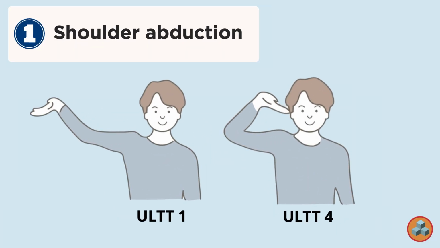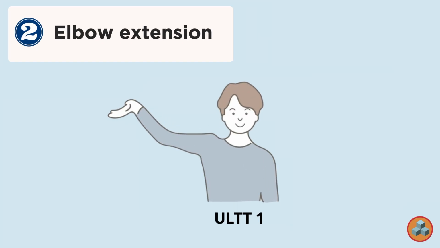Option 1, shoulder abduction. Shoulder abduction is a foundational starting position for both ULTT1 and ULTT4. In ULTT1, the shoulder is abducted to approximately 90 degrees as one of the first key steps in the sequence. In ULTT4, shoulder abduction is similarly required to properly position the arm before adding the remaining components. If a patient has limited shoulder abduction, the therapist simply cannot get the arm into the correct starting position for either test.